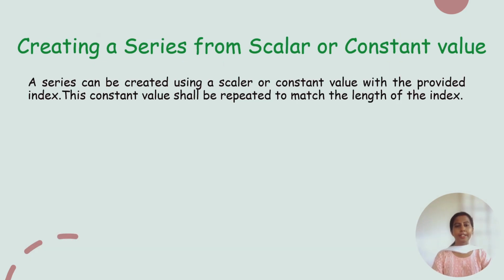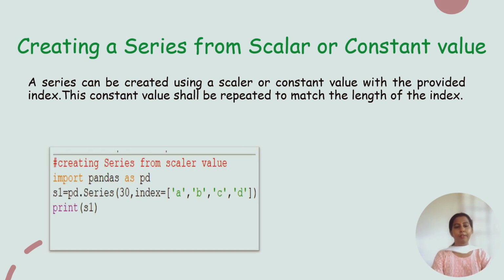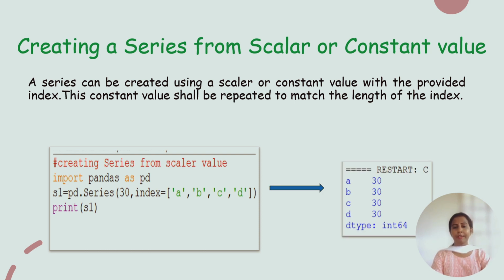We can create a series from scalar or constant value. A series can be created using scalar or constant value with the provided index. So that means whenever we are taking some scalar or constant value, we should mention the index so that it can match the length of the index. So let's see how it works. I have created one series with the scalar value 30 and I have mentioned the index A, B, C, D. Now whenever I print this series, it will show the value 30 for each index A, B, C, D.